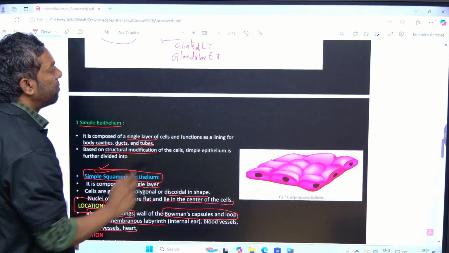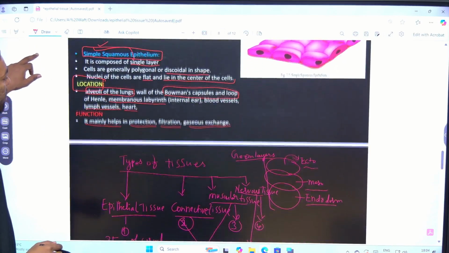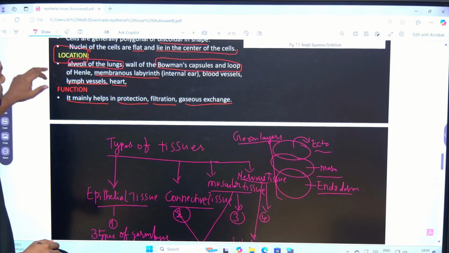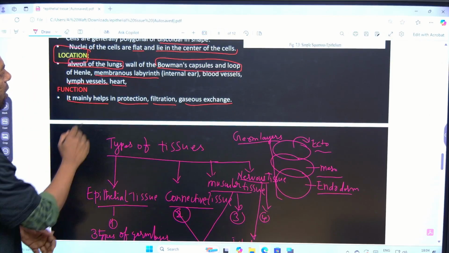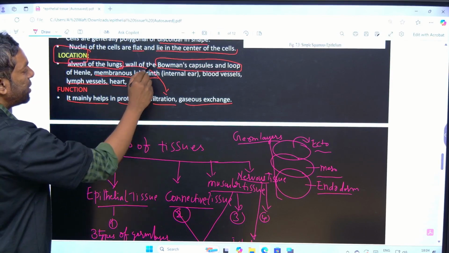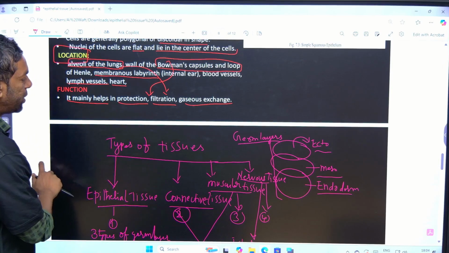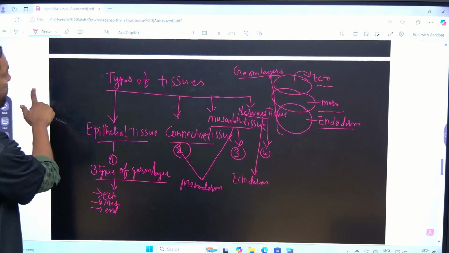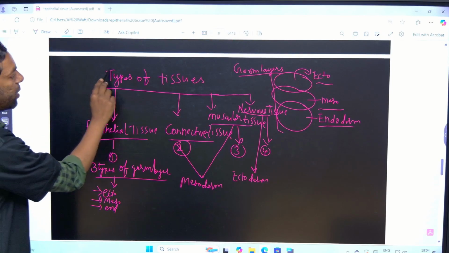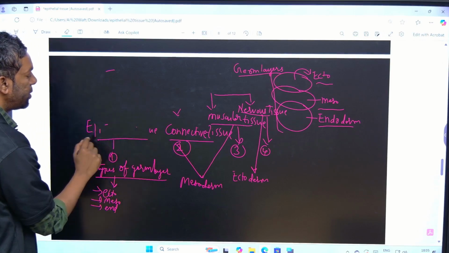Let us discuss the alveolus of the lungs. They take part in gaseous exchange. Bowman's capsule is involved in filtration. We are going to discuss it. Gaseous exchange.